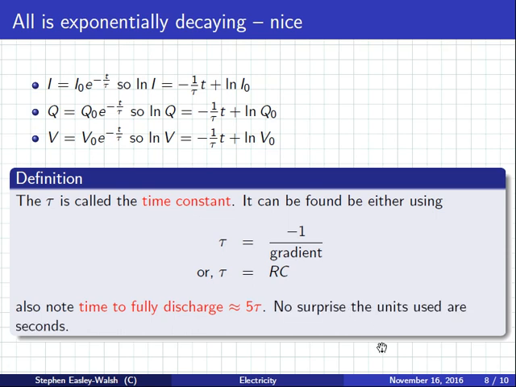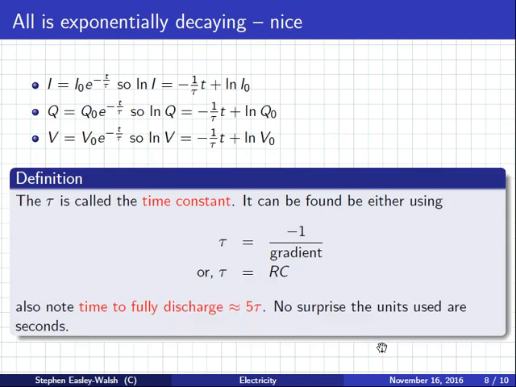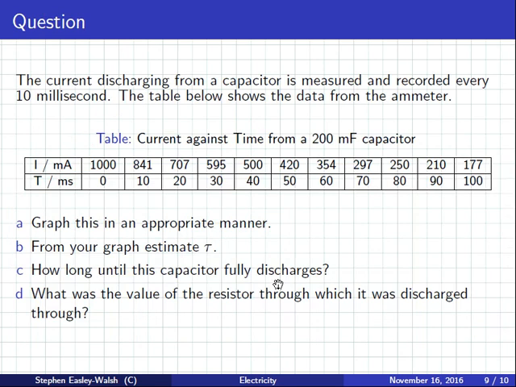No surprise, the units are seconds. Okay, did you write this down? Now, this is actually very useful, because what might happen in the exam is you might have to make a graph. From the graph, you can know the time constant. If you know the time constant and you know the resistor, then you could work out the capacitance, or for example, the other way around. Let's have a look at an example.